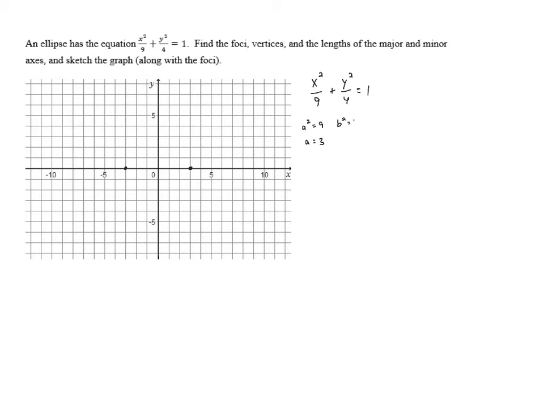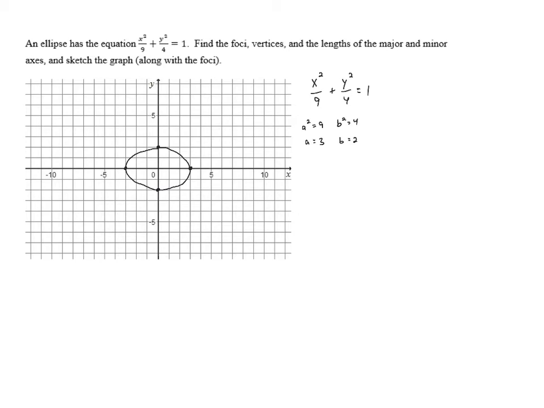Now, because b squared is 4, we know that b is 2. So that means that our y-intercepts will be 2 units above and 2 units below the origin. And once we have those, that is enough to draw our ellipse. Now, we can see here that the length of the major axis is 6, and the length of the minor axis is 4. The last thing we need is to find the foci.